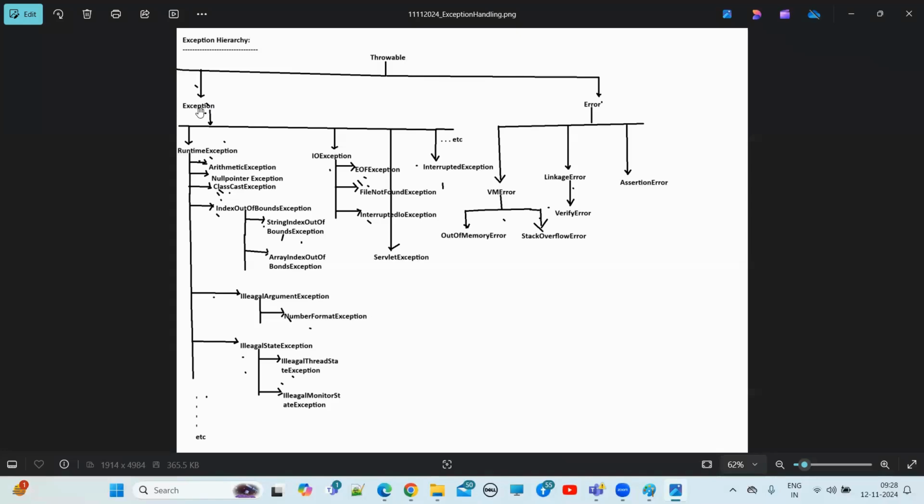Now coming to Exception. Exception is what, guys? Checked exception. Now for the Exception class, RuntimeException is what? Child class. IOException is what? Child class. InterruptedException is what? Child class. ServletException is what? Child class. Now among all these child classes, does RuntimeException come under checked exception or unchecked exception? Tell me, guys. Unchecked exception. So for the Exception class, we have 4 child classes. Among these 4 child classes, one of the child classes is unchecked.